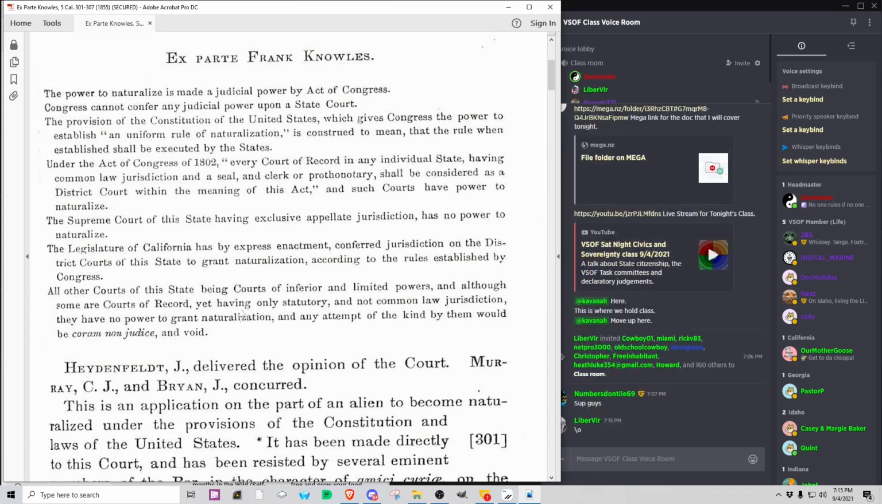Let's pull this apart now. Again, all other courts of the state being courts of inferior and limited powers, and although some are courts of record, yet having only a statutory and not common law jurisdiction. So could you have a court of record? What they're talking about is that in California's situation, the California Constitution specifically states that all courts in California are courts of record, right? So they can operate according to the course of the common law and under common law jurisdiction. But what most of them are doing is they're operating under statutes. Just so you know, you can have a court of record that's not operating as a court of record. Put it that way, is the best way to understand that.